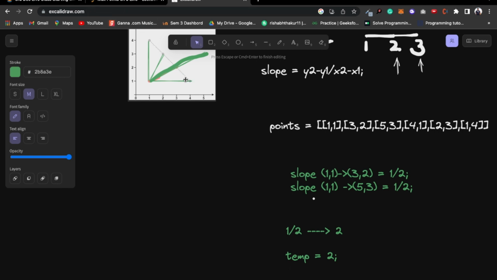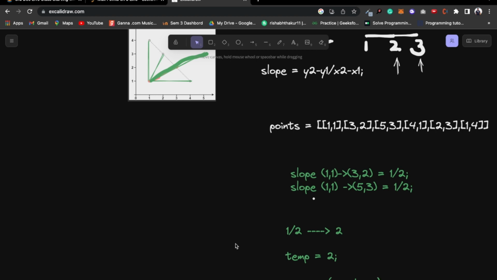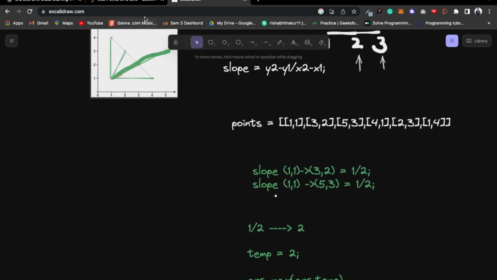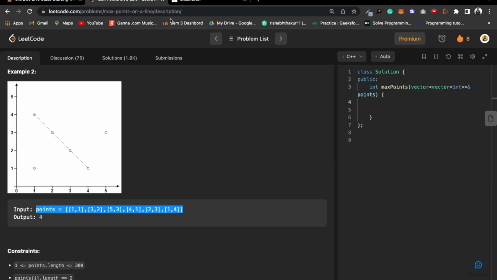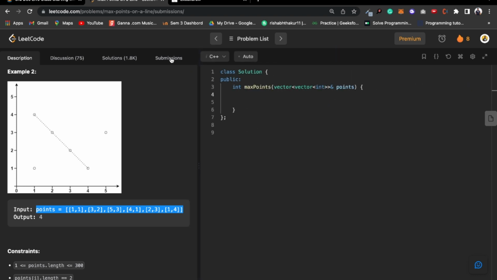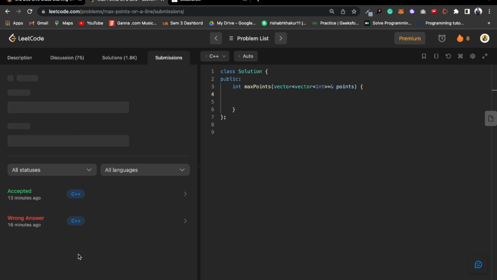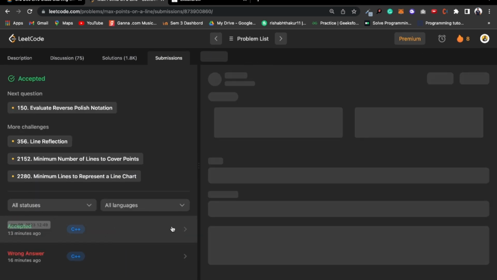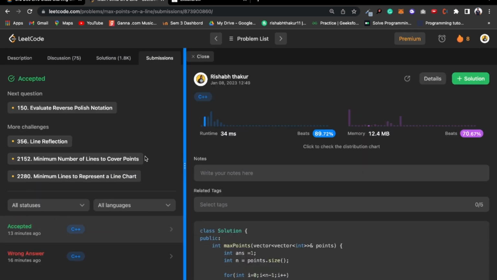These 4 points are lying in a straight line; we'll store that in an answer variable. Then I'll take out the max of answer comma temp. So this is what the strategy is. It will be more clear when I just code it in front of you guys. Let me show you the code that I have submitted recently. I'll go to my submission code and tell you step by step what I have done.